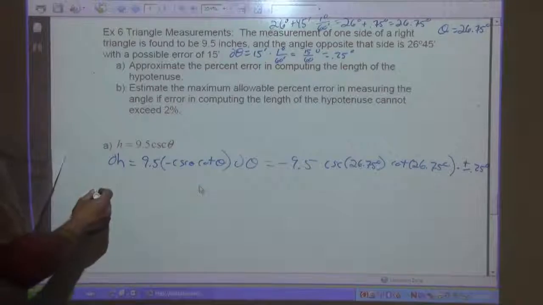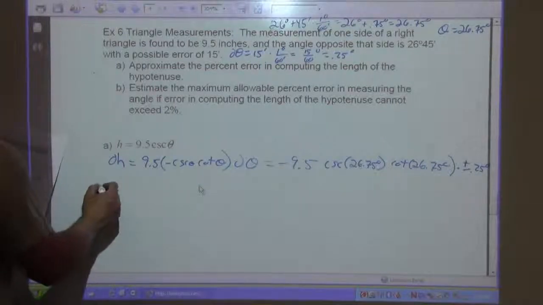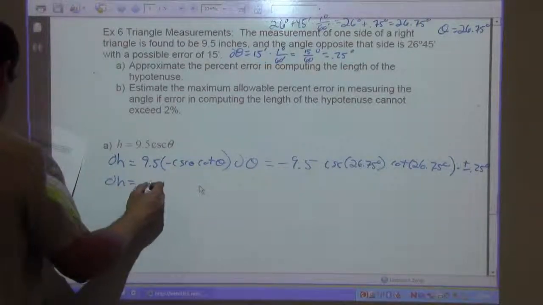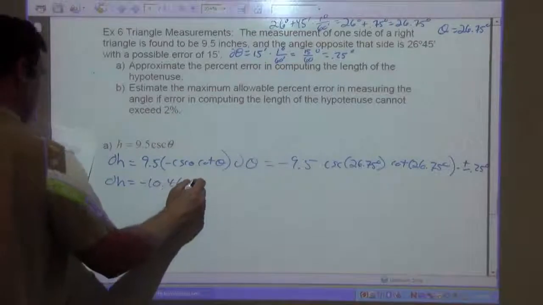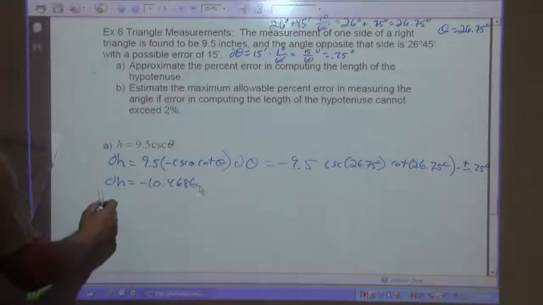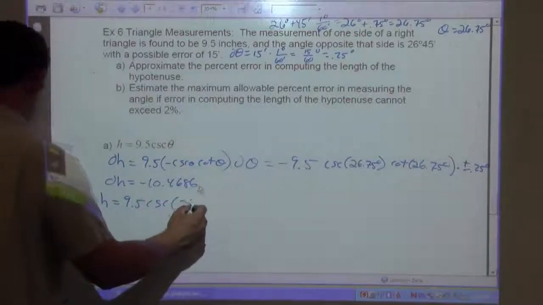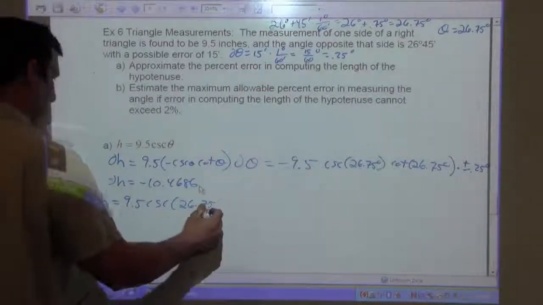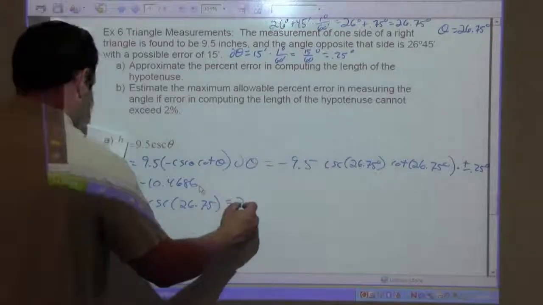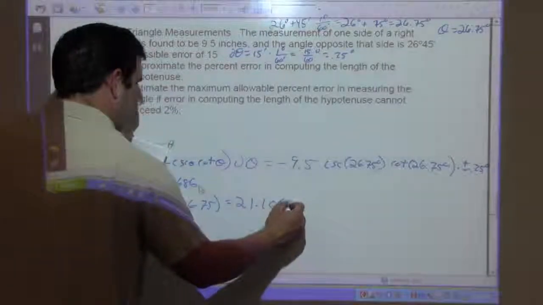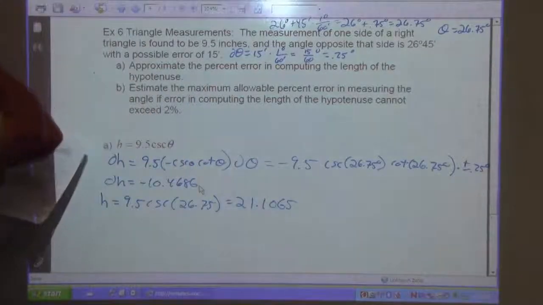Okay, so our dh comes out to be negative 10.4686. Now h is 9.5 cosecant of 26.75, which is 21.1065.